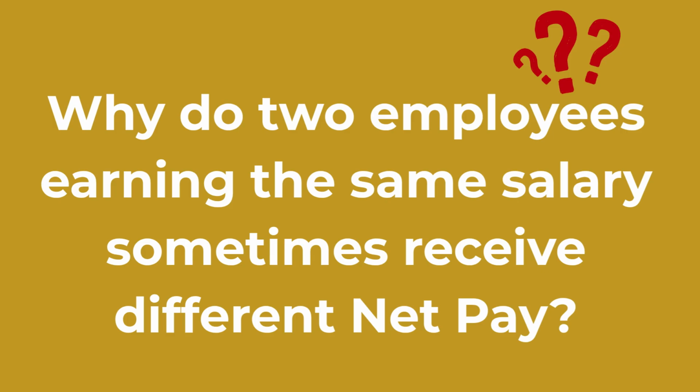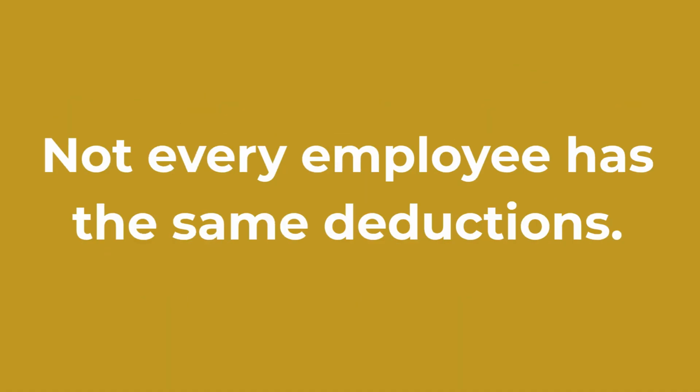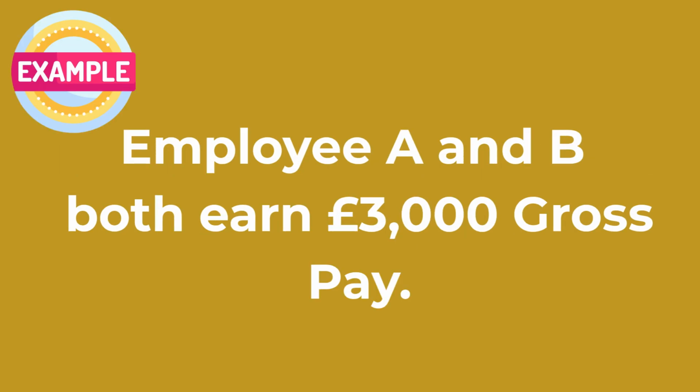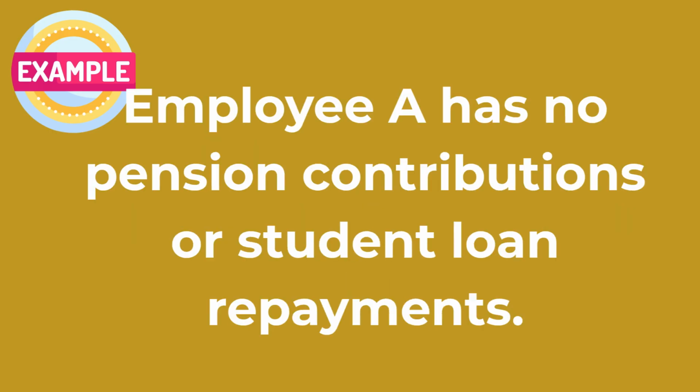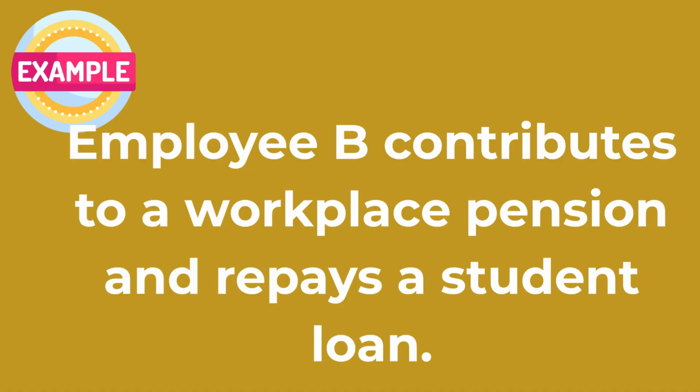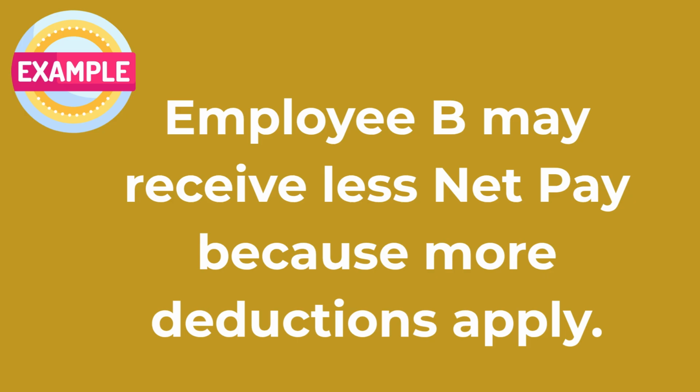People often ask, why do two employees earning the same salary sometimes receive different net pay? The answer is simple. Not every employee has the same deductions. For example, employee A and employee B both earn £3,000 gross pay. Employee A has no pension contributions or student loan repayments, but employee B contributes to a workplace pension and repays a student loan. Even though they earned exactly the same gross pay, employee B may receive less net pay because more deductions apply. But that is perfectly normal.